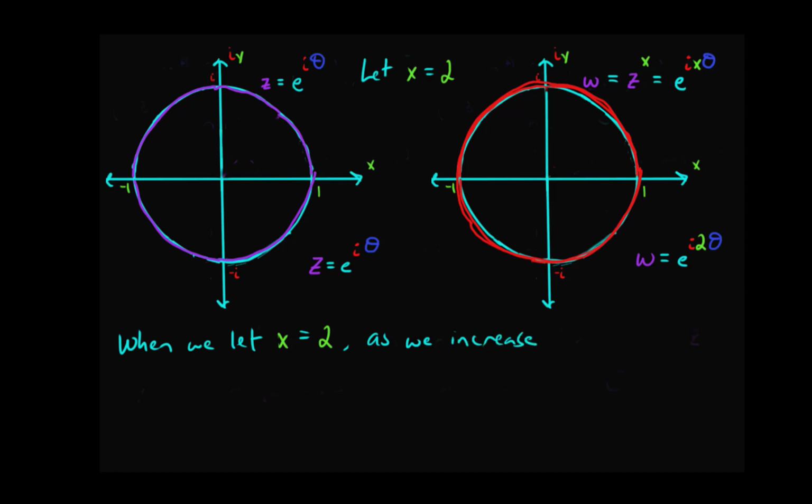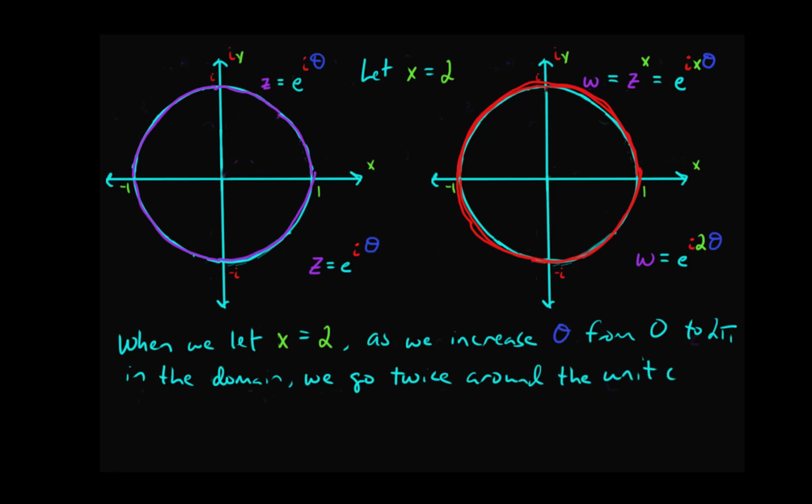Well, when we let x equal 2, as we did in this case, as we increase theta from 0 to 2 pi in the domain, we have to go twice around the unit circle in the range of our function z to the x. So what we have here is a many-to-one function. Going halfway around the unit circle in the domain gets us entirely around the unit circle in the range. Going through the bottom half of the unit circle, the lower two quadrants in the domain, gets us again all the way around the unit circle in the range. So w equals z squared is a 2-to-1 function.